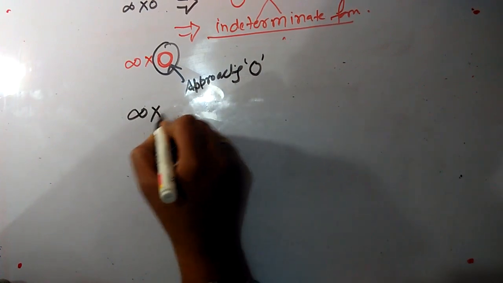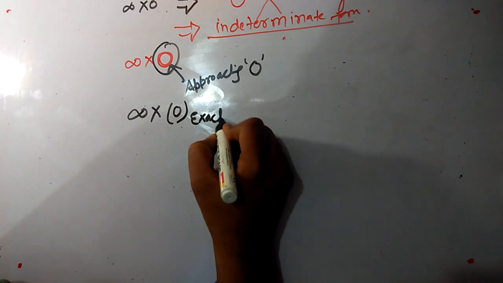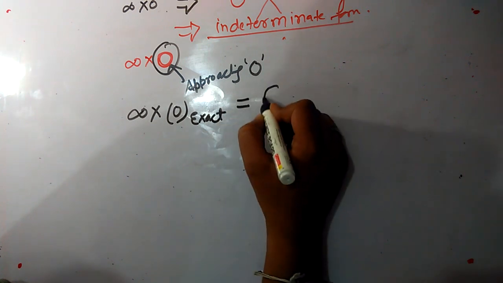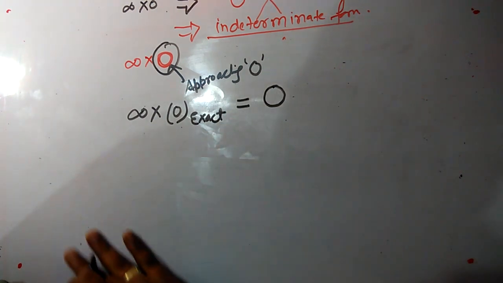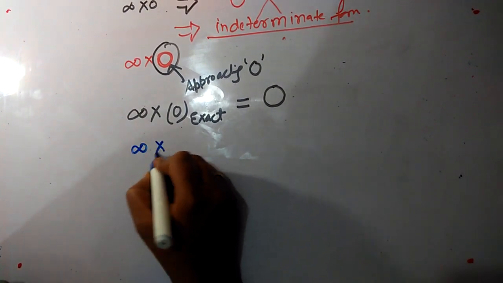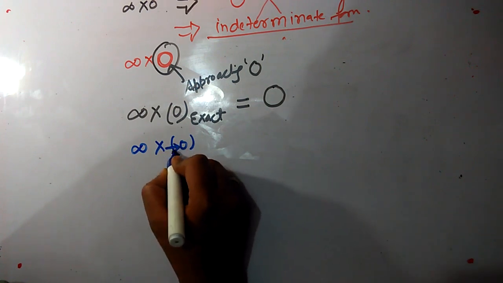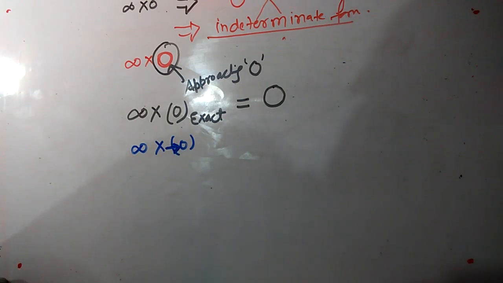If this was exact 0, its value would be 100% 0. No problem, no doubt. It would not be your indeterminate form. But what will happen if this is approaching 0? I am denoting it by this arrow marking. It means this is your approaching 0.